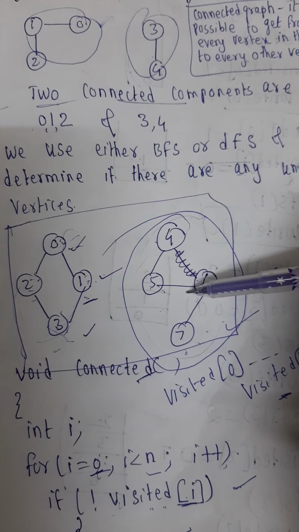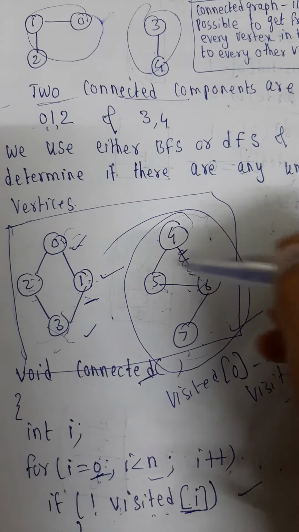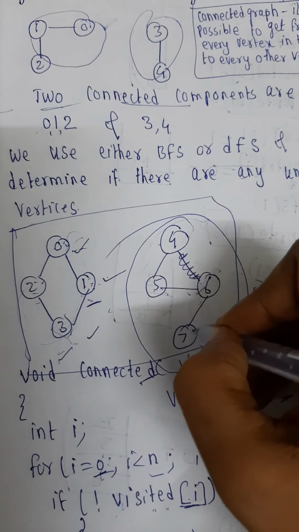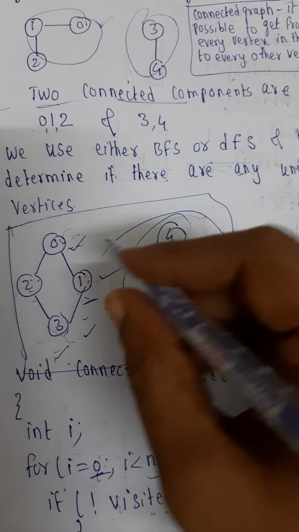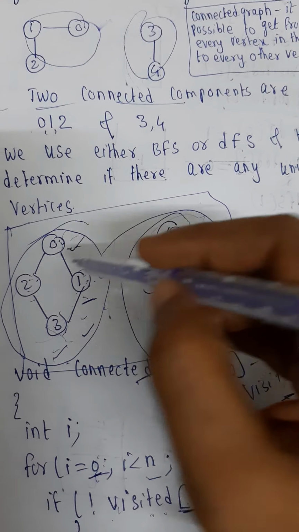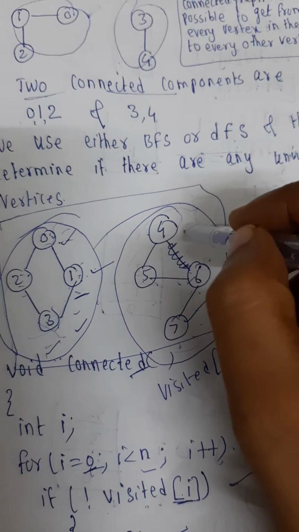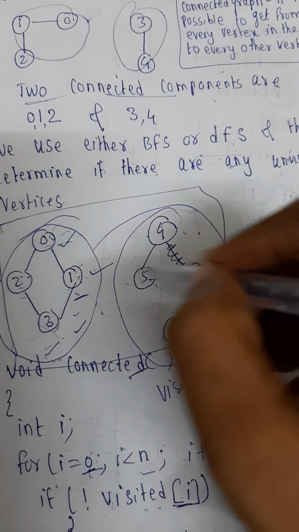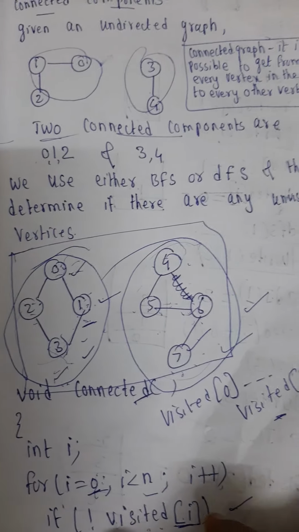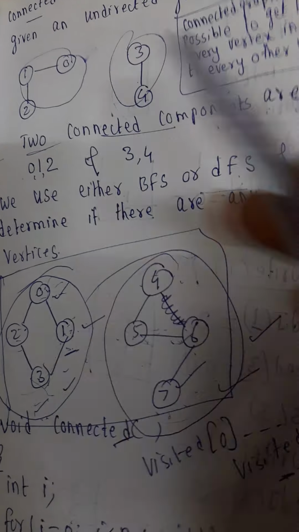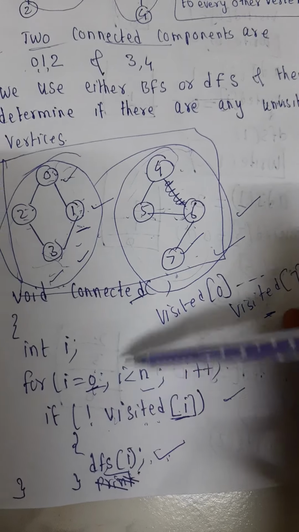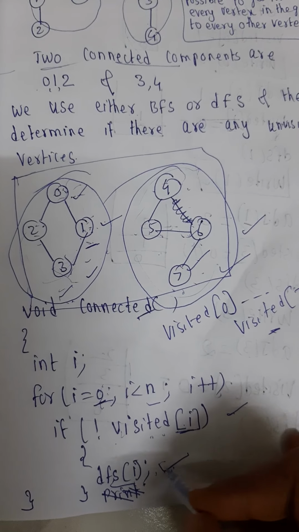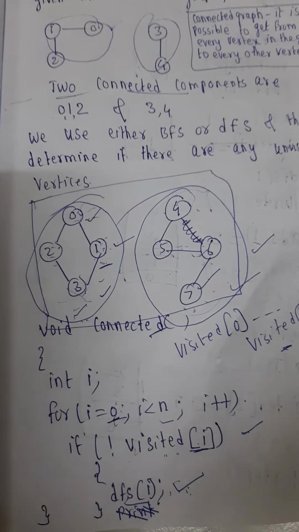Since it is not a connected graph, if you observe here, we have two components. In the first component you have 0, 1, 2, 3, and in the second component you have 4, 5, 6, 7. These are the two components you have. That is about the connected components algorithm. Either you can call the BFS or DFS here. It's simple.